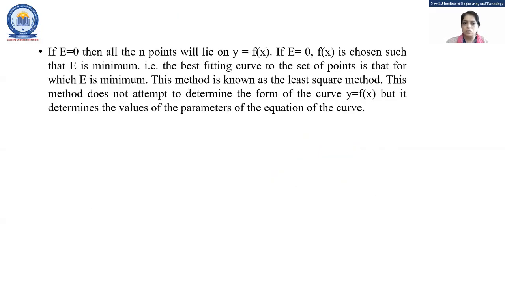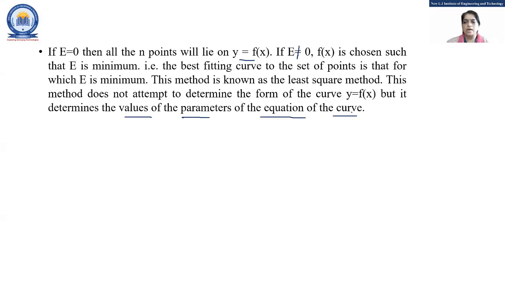Here, if E equal to 0, then all the n points will lie on the curve. And if E is not equal to 0, then f of x is chosen such that E is minimum. So the best fitting curve to the set of points is that for which E is minimum. This method is known as the least square method. This method does not attempt to determine the form of the curve y equal to f of x, but it determines the values of the parameters of the equation of the curve.